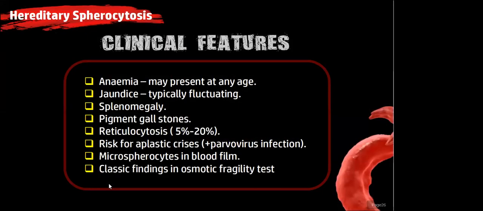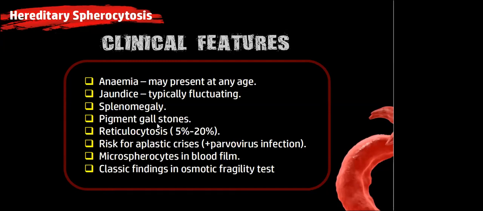What are the clinical features in hereditary spherocytosis? They may present with anemia, at any age, depending on the severity and mutation. Since it is hemolysis, they present with jaundice. Splenomegaly, mainly because in chronic hemolysis the spleen is the site of red cell destruction, so therefore it will enlarge. And as in other hemolytic anemias, it may present later with gallstones, the pigmented type.